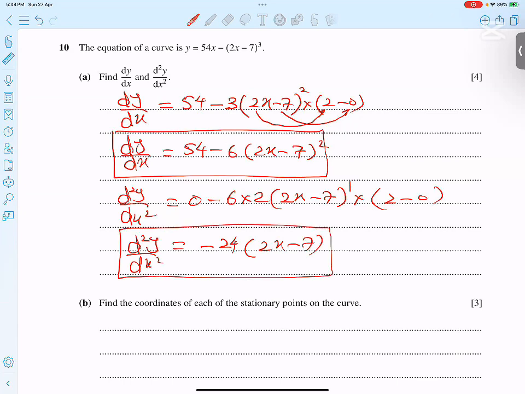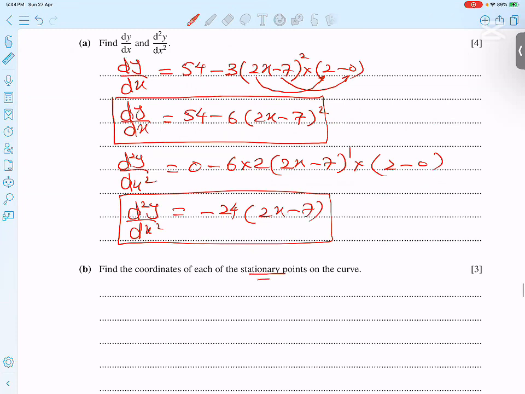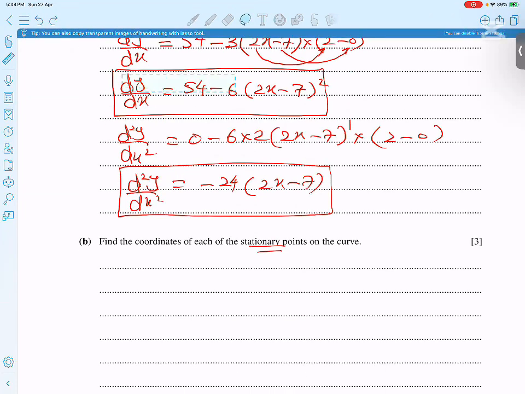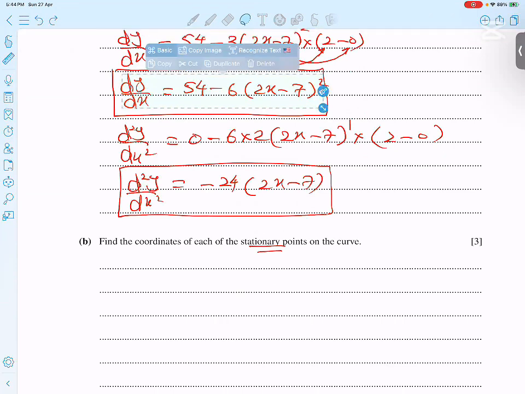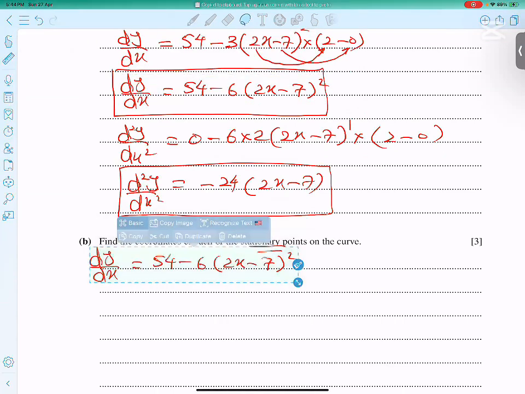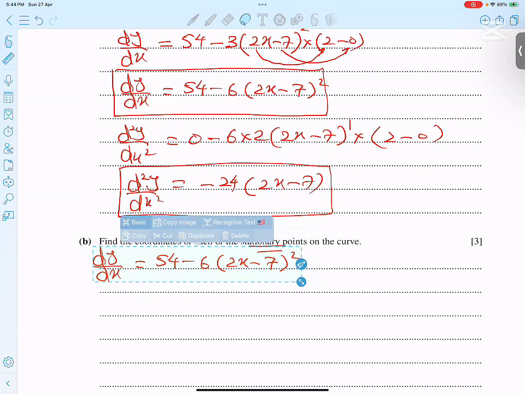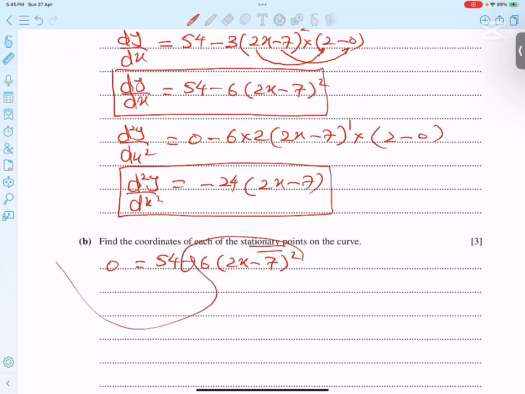So let's go for the next. He's asking for stationary points. When stationary points are asked, we put the derivative equal to 0. So I take this whole equation and I'm putting here derivative 0. Saving the time. So this whole negative sign, bring to the left side. It becomes 6 times (2x minus 7) to power 2. So (2x minus 7) to power 2 is equal to 6 nines.